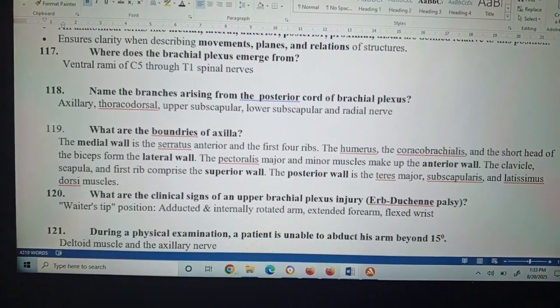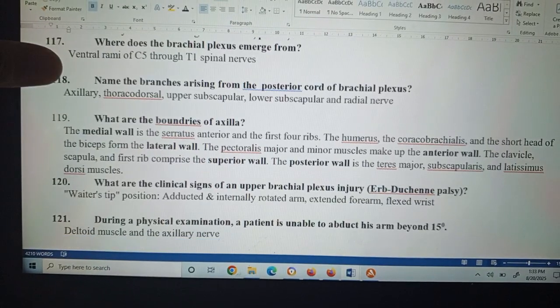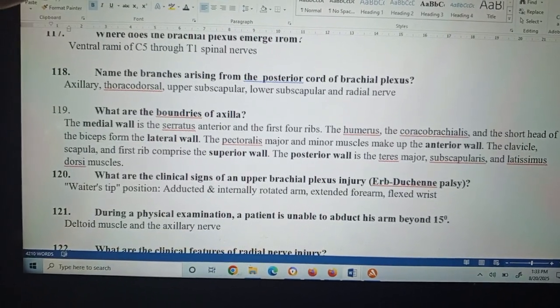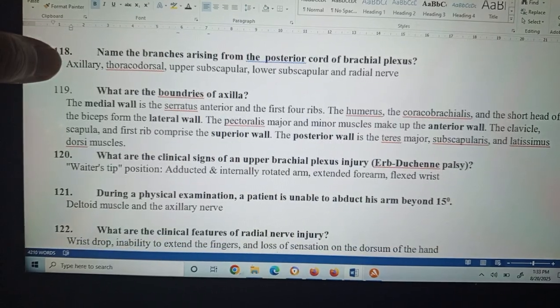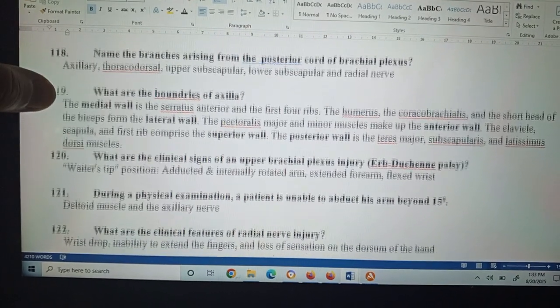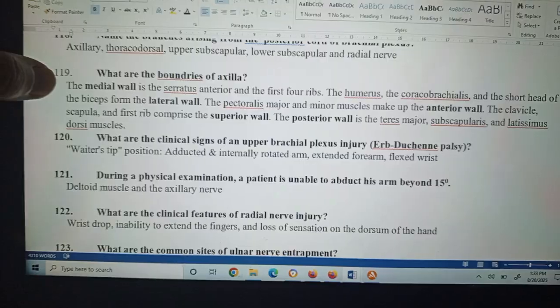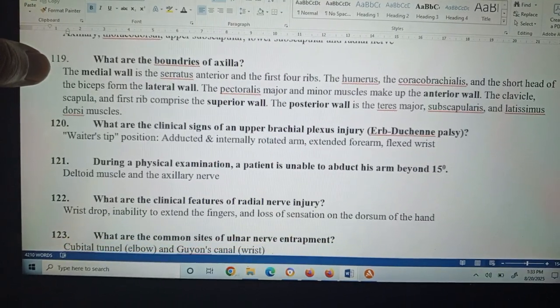Where does the brachial plexus emerge from? Ventral rami of the C5 through T1 spinal nerves. Name the branches arising from the posterior cord of the brachial plexus: axillary, thoracodorsal, upper subscapular, lower subscapular, and radial nerve. What are the boundaries of the axilla?